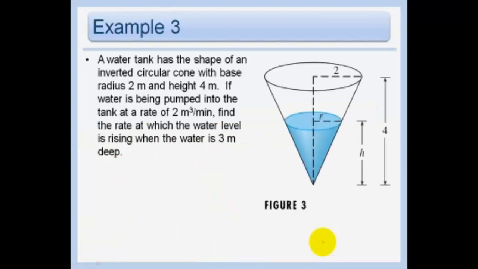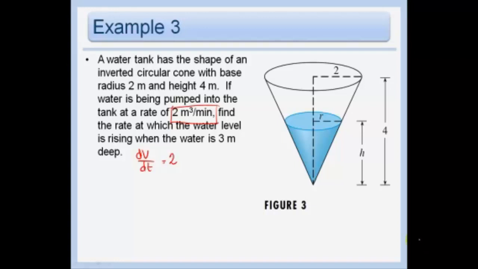Example 3. A water tank has a shape of an inverted circular cone with base radius 2 meters and height 4 meters. If water is being pumped into the tank at a rate of 2 meters cubed per minute. Dead giveaway there on the units. We have a volume problem, and so we know that the derivative of the volume with respect to time is 2. Find the rate at which the water level is rising when the water is 3 meters deep.